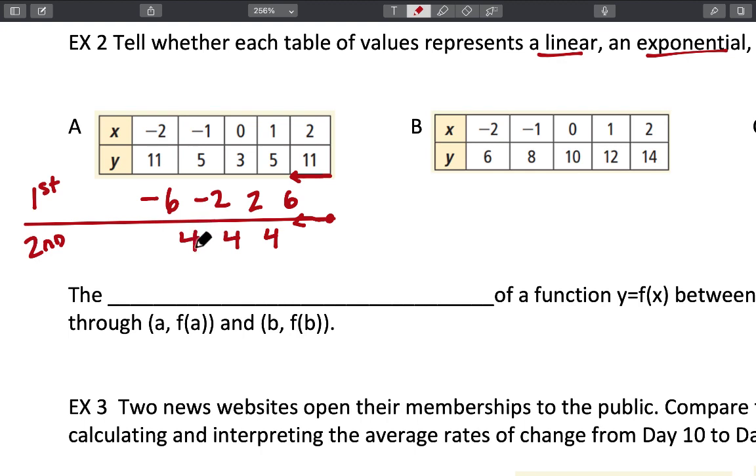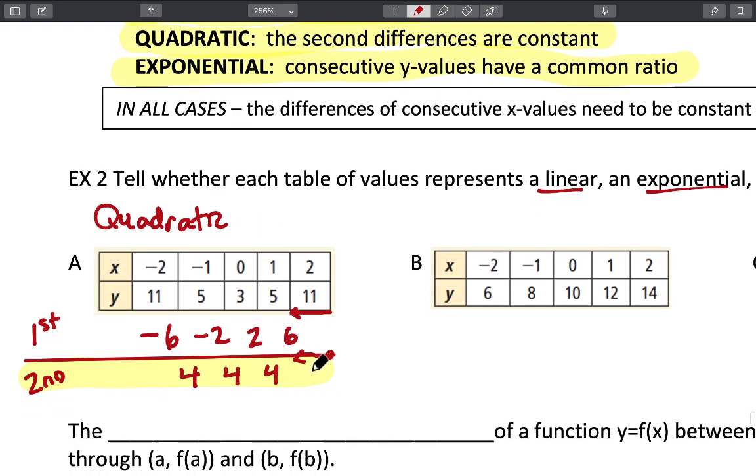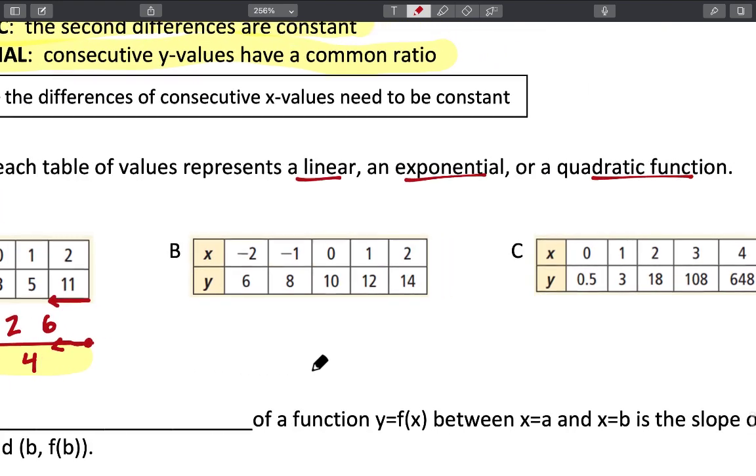That once again is 4. So you can see here that our second differences are constant. And when we have second differences that are constant, we know that this is a quadratic function. So this data models a quadratic function, and it would form a parabola. All right, let's look at example B now.